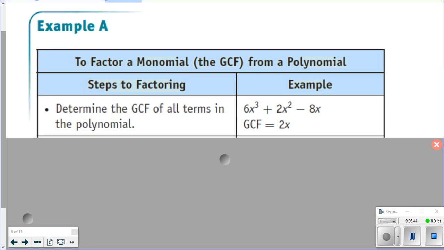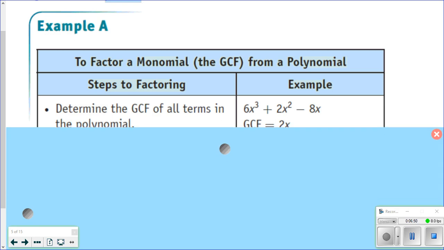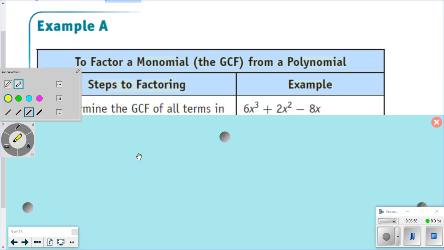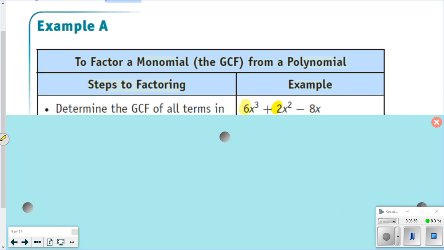It says determine the GCF, the greatest common factor of all the terms in the polynomial. So if I'm looking here, I want to look at my coefficients or my numbers first. So 6, 2, and 8. We can ignore the negative sign for right now. And we need to think, what is the largest number that divides into all of these? Well, 2 is the smallest number up here, so let's start with 2. Is 6 divisible by 2? Is 8 divisible by 2? Yes. So my GCF, the number, would probably be 2.